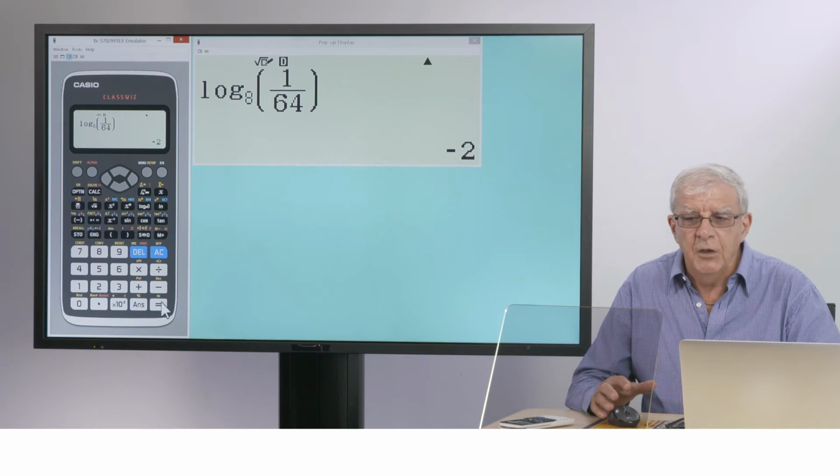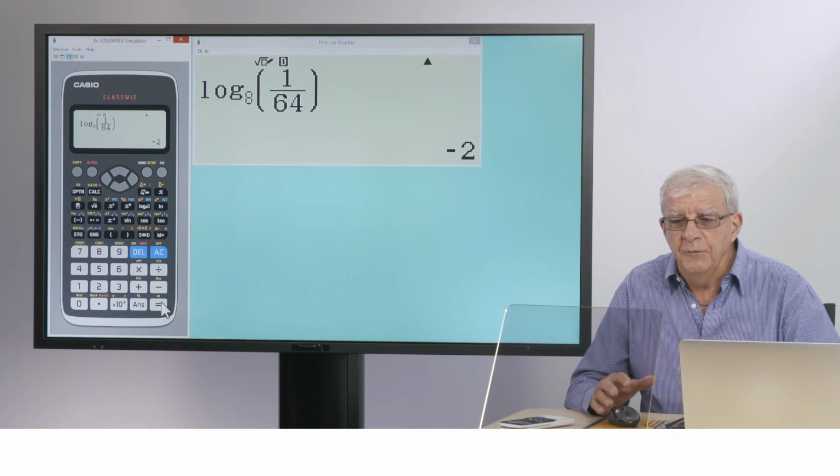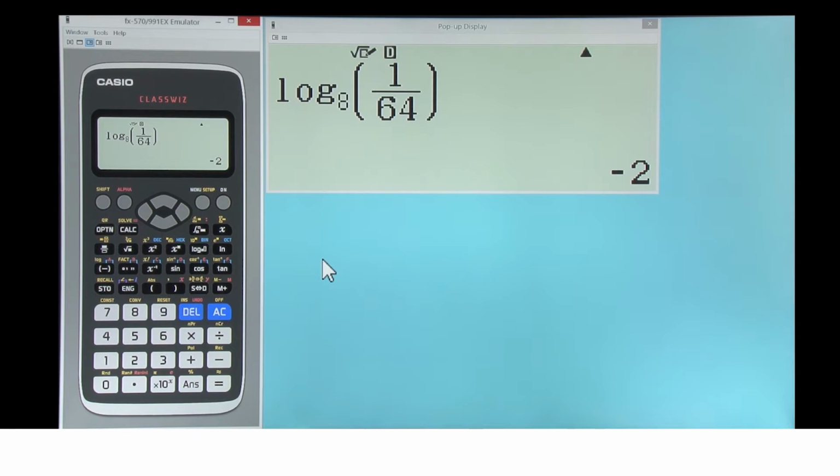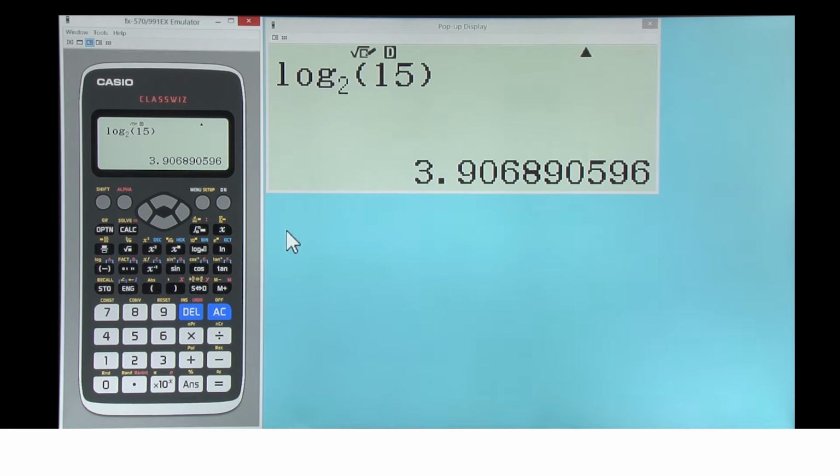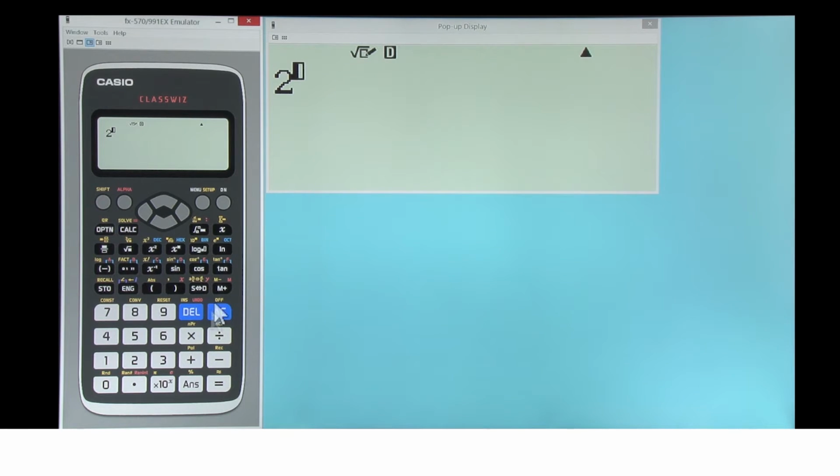For example, consider the equation, what power of 2 gives you 15? The number that 2 must be raised to obtain a result of 15 is simply the logarithm of 15 to the base 2. Logarithm to the base 2 of 15. And we can see we get a big result there. And we could check this result by raising 2 to that power. 2 to the power 3.90689, and students would have had to have written this down, 0596. It's a complicated number, and 2 to that power is 15.